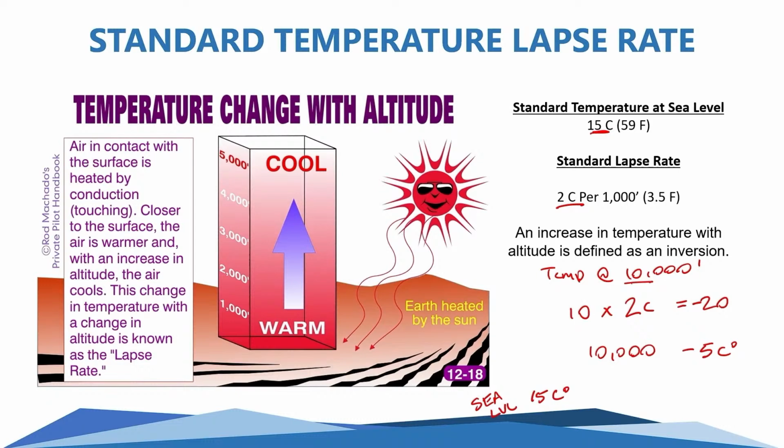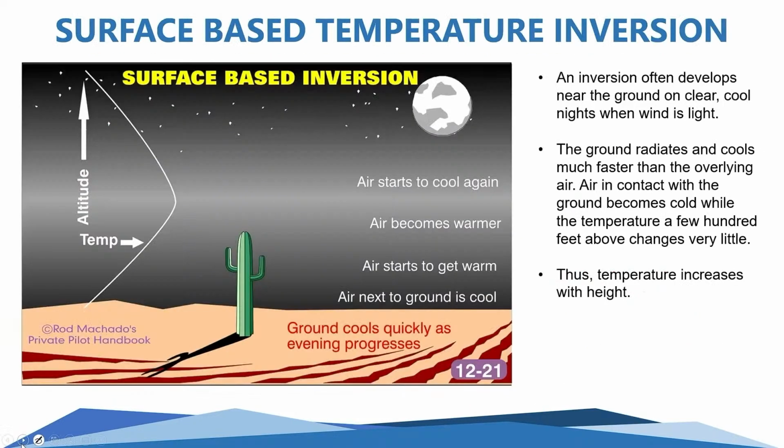So all things being normal, as we climb up in the atmosphere, it should get 2 degrees Celsius colder every 1,000 feet that we climb. Now, of course, as I've said before, that would be in a perfect world. A lot of times we have something called a temperature inversion. A temperature inversion is basically the opposite of standard. So instead of getting colder as we climb up in the atmosphere, in this case, it's an inversion. It's actually getting warmer.